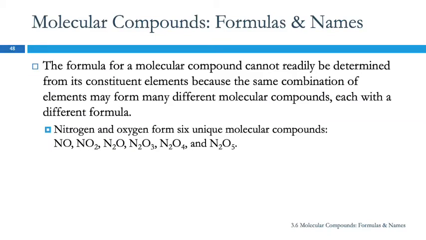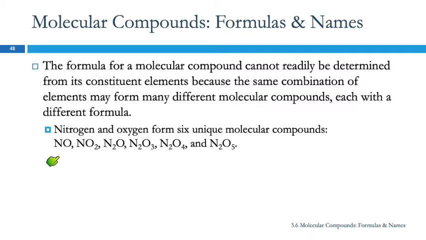Now we'll look at molecular compounds. Molecular compounds contain nonmetals, and we can't figure out their formulas based on charges because nothing has charges. These are held together by covalent bonds. There aren't any ions. And there are lots and lots of different combinations of even the same two elements.